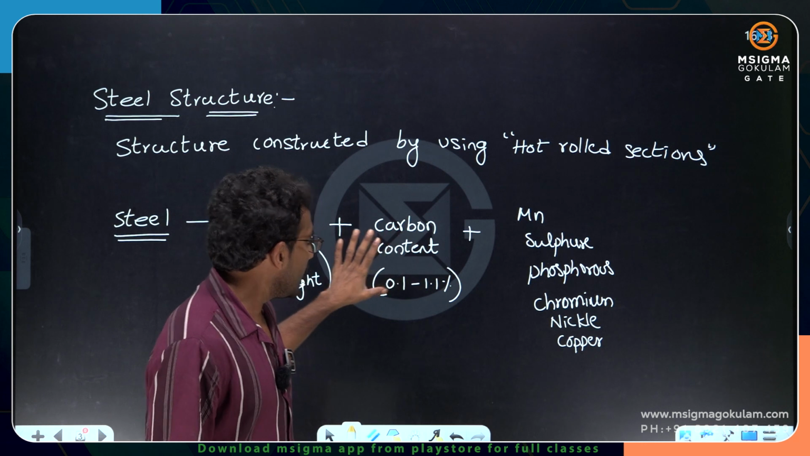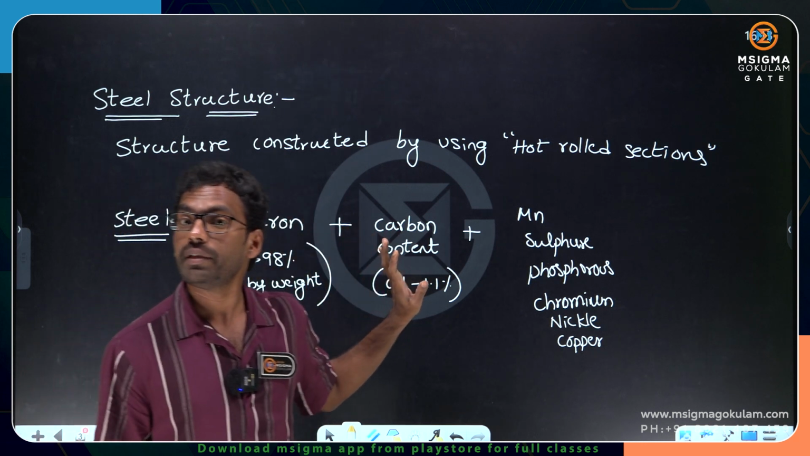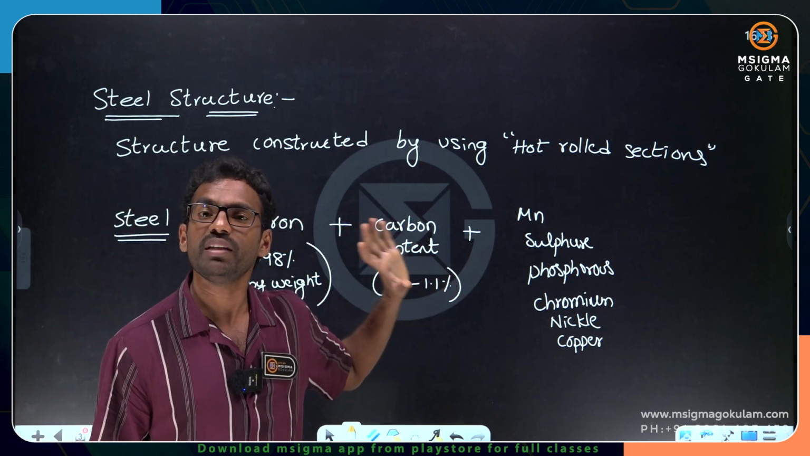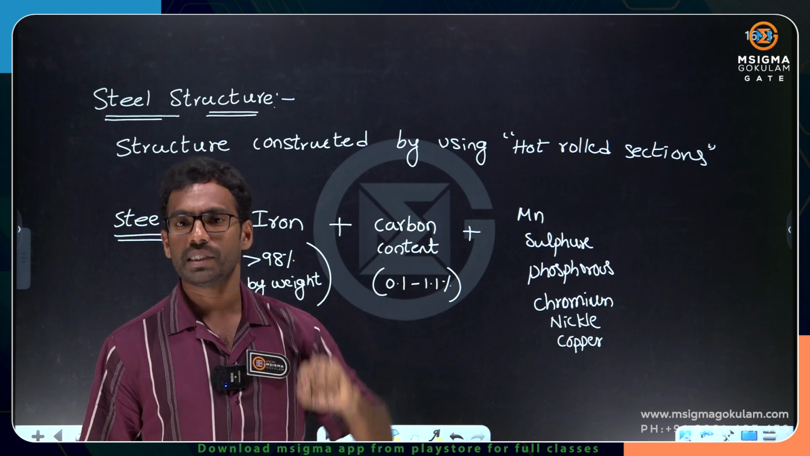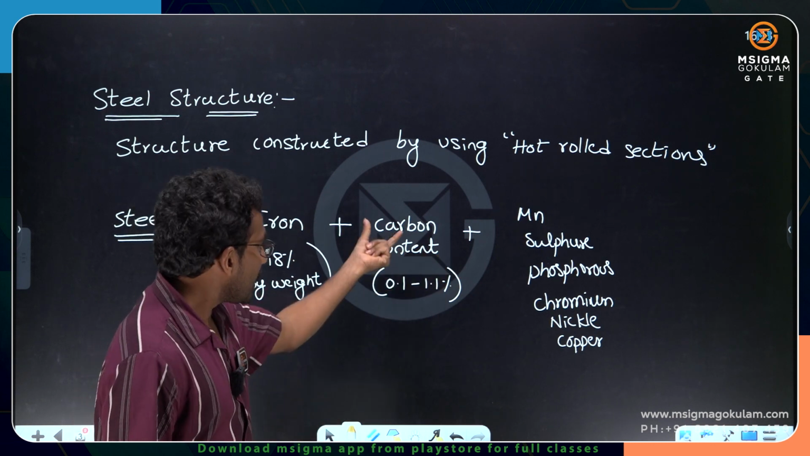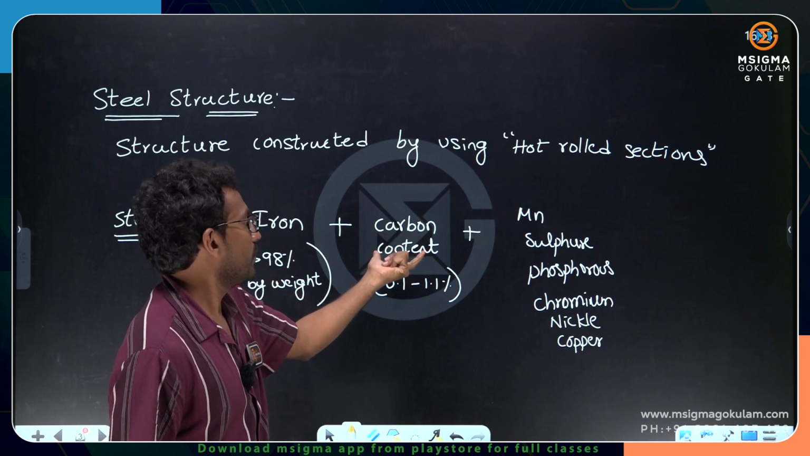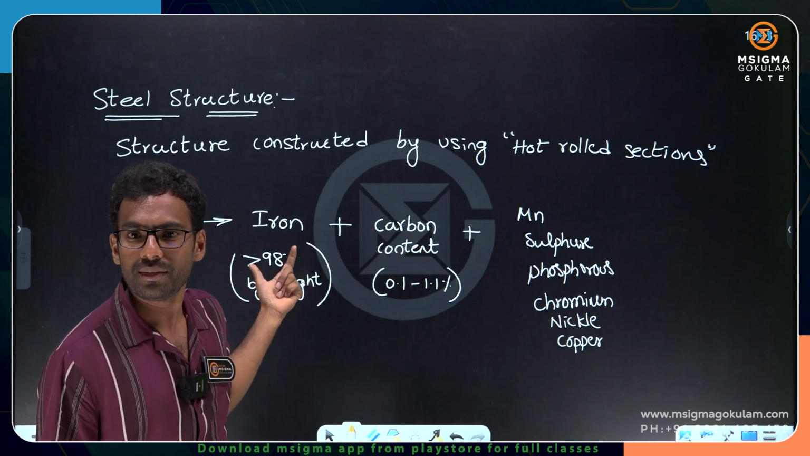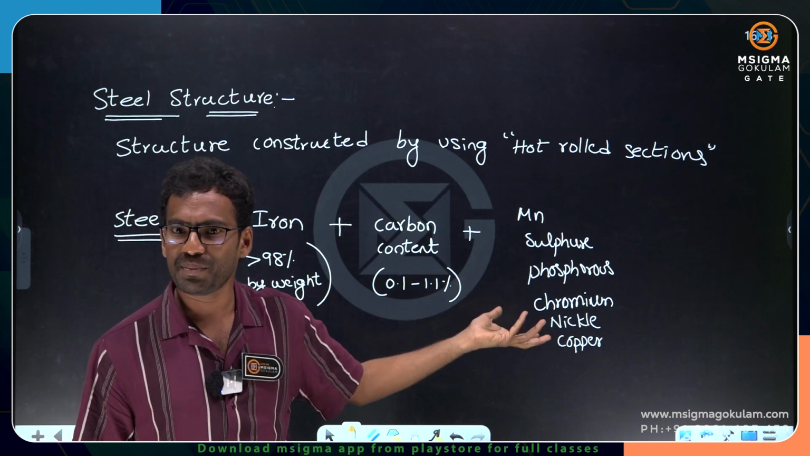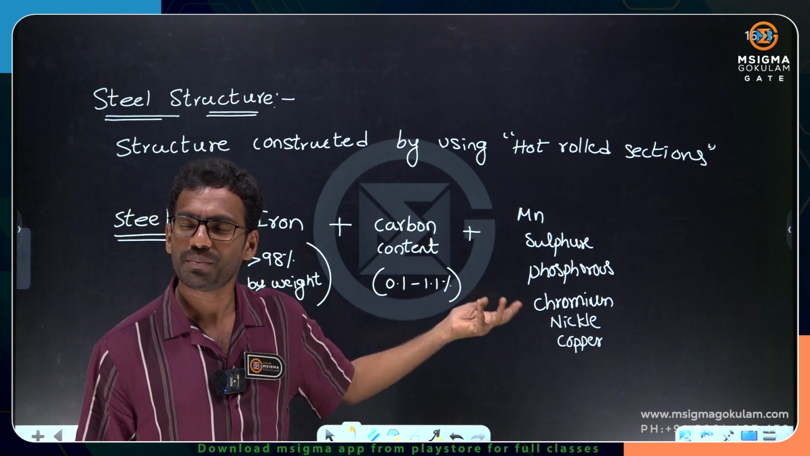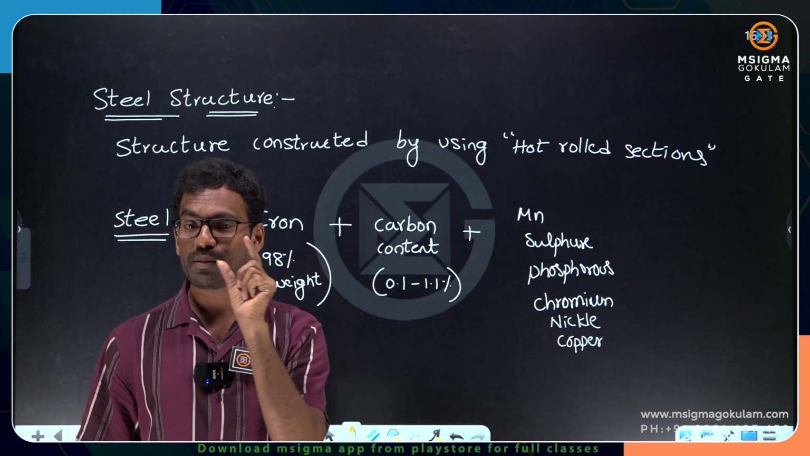The carbon content is very, very important. It influences the mechanical properties of the steel. If you increase or decrease the carbon content in the manufacturing process of steel, it drastically changes the behavior of the steel. That is the biggest problem we have. We must be very, very careful.